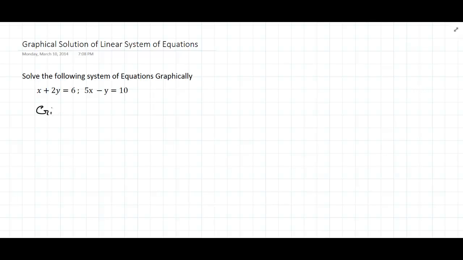So given equation is x plus 2y equal to 6, and the other equation is given here, 5x minus y equal to 10. So we will be isolating y as the first step of the procedure for drawing the graph of linear equations.